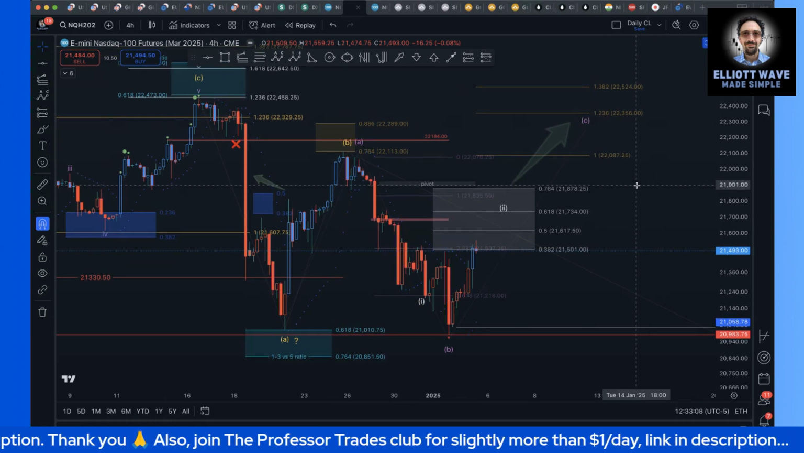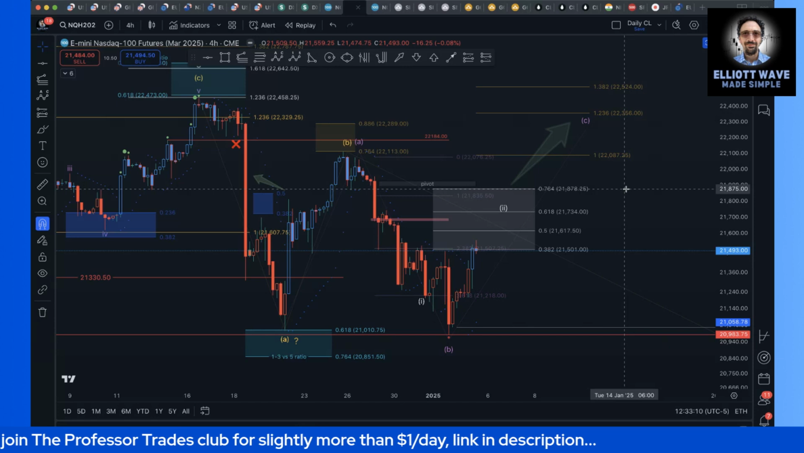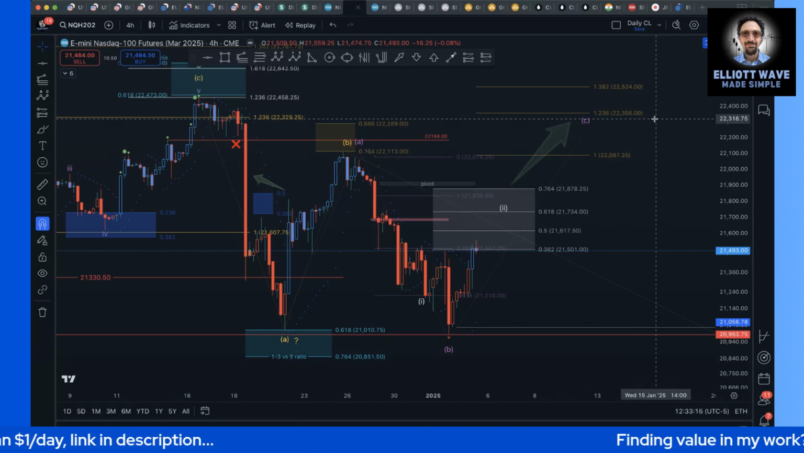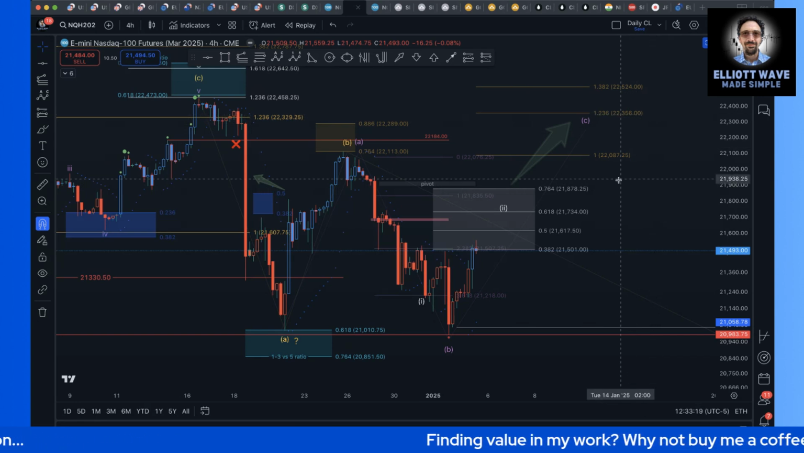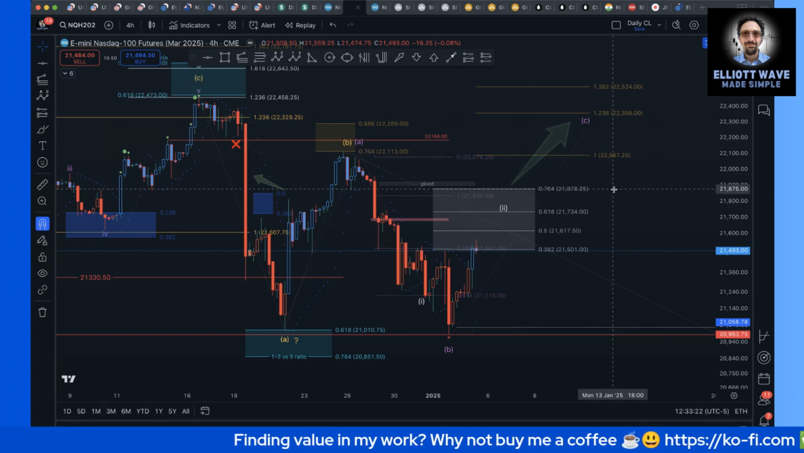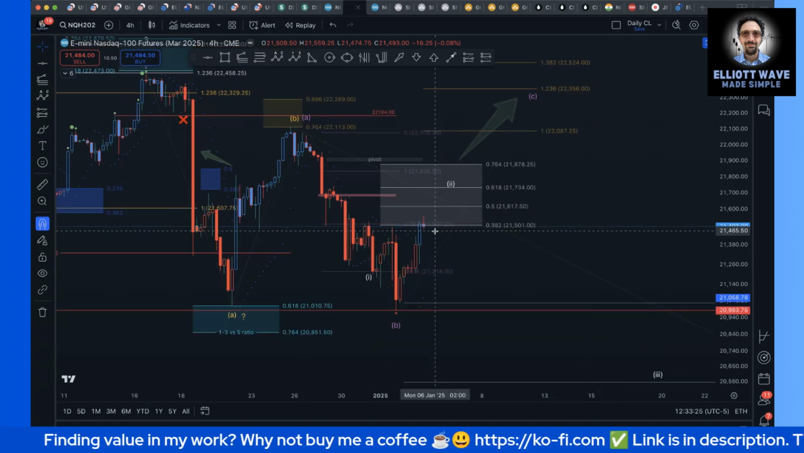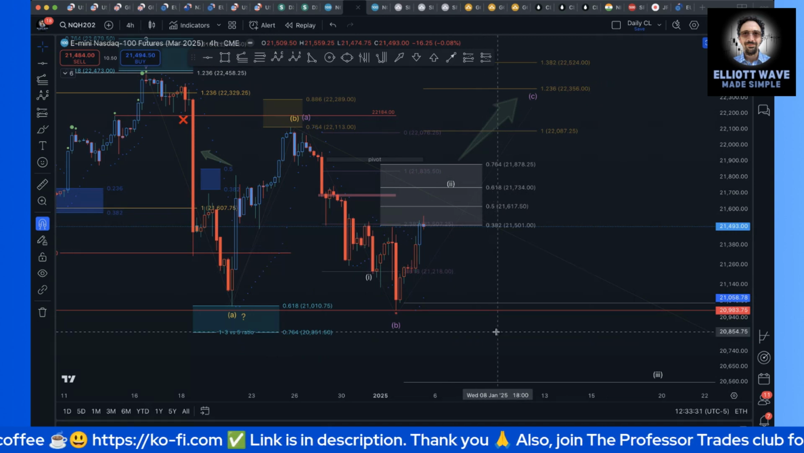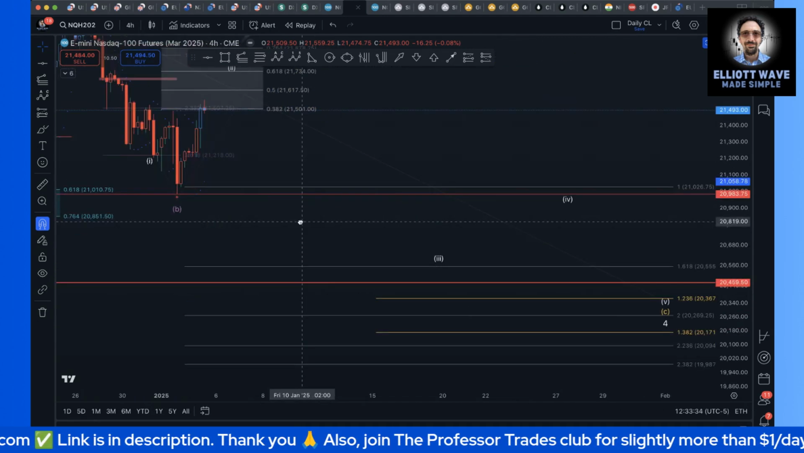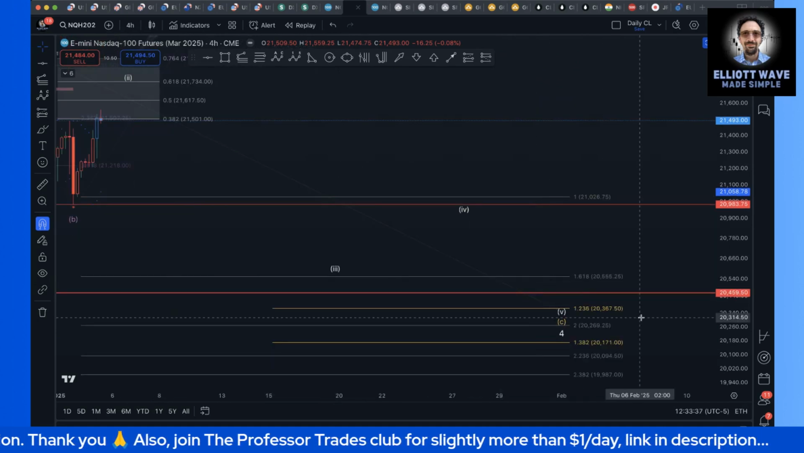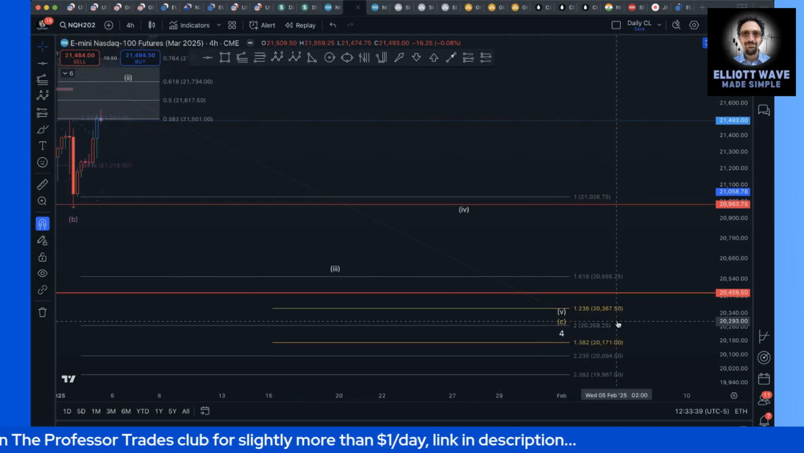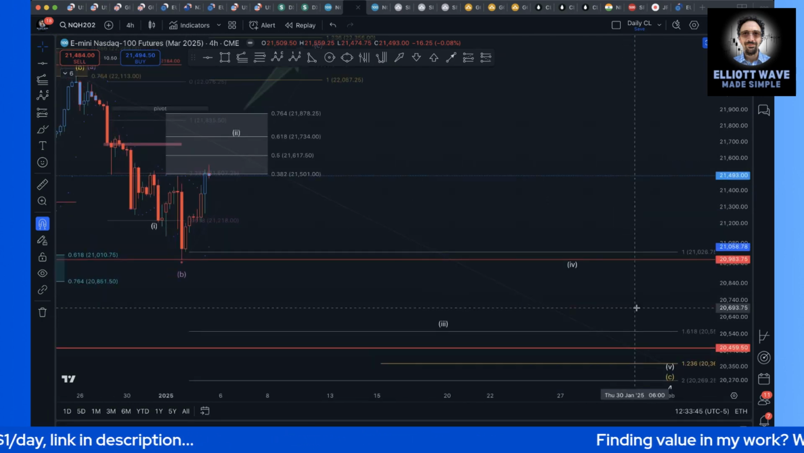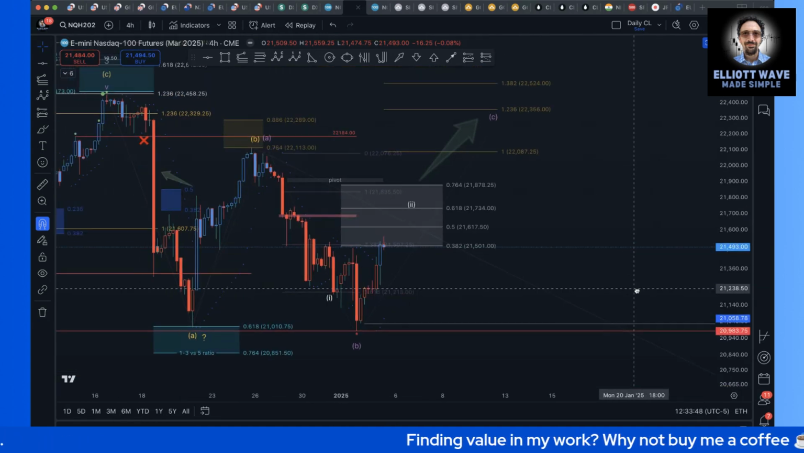So a parameter of sorts is 21,878 to the upside. If you see above that, I think it's more likely you're going to see 22,300, 22,350, if you get above 21,878. Otherwise, what I think happens is we get some rejection up in here and we start a downward impulse. And then the real parameter is when you break 20,980, and the ultimate target is down here, in my view, 20,270. 20,270 is the ultimate target. The parameter is 20,980 right here.